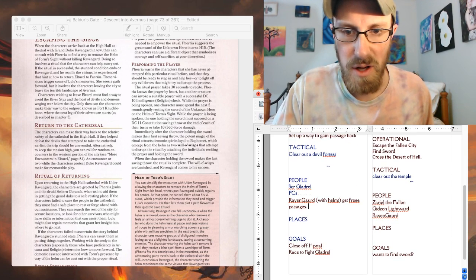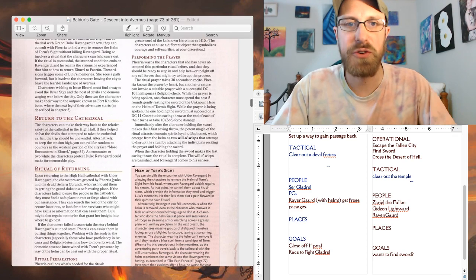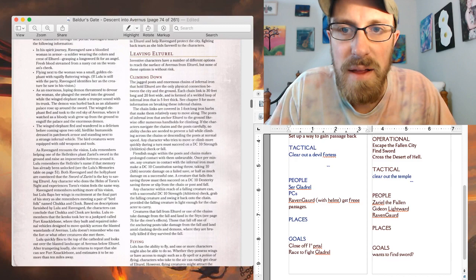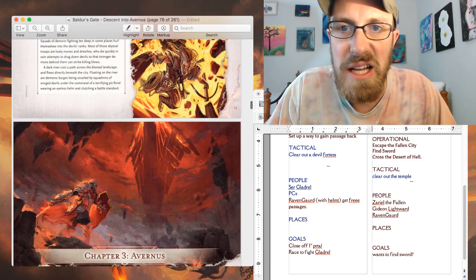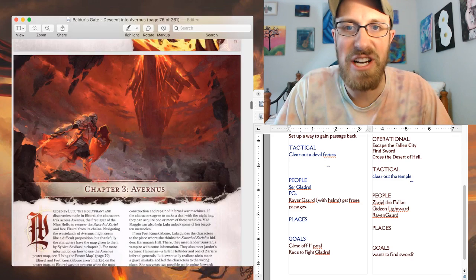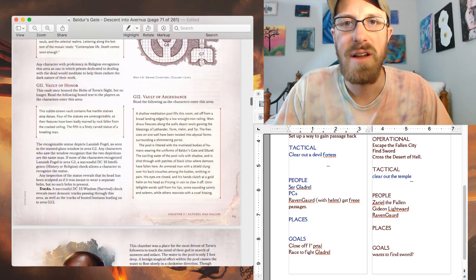Alright, what else is cool in Avernus here? Climbing down. Okay, boring stuff. They can escape that city just fine. Oh, here's a nice little diagram. I lost it.